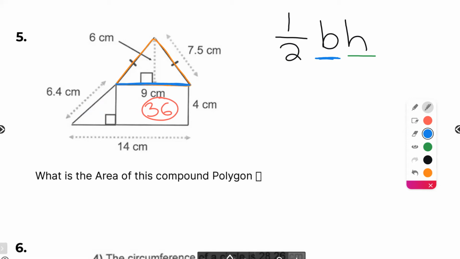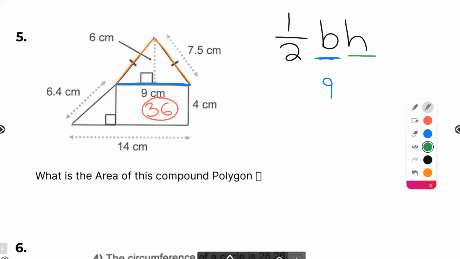And I know that base there is going to be 9. And now what I need to do is figure out the height of that triangle, and it is also a measurement that touches the box. Notice the sides of the triangle. Notice the sides that are 7.5 have nothing to do with the area.